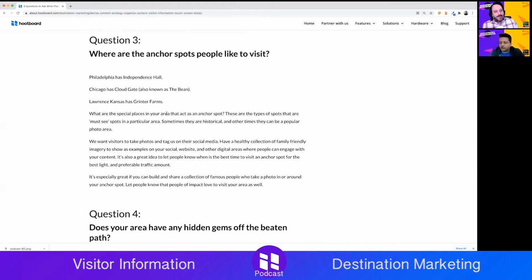Sorry, you've been trying to get a point in. No, all yours. No, you definitely hit the nail on the head too. By the way, question 3 is where are the anchor spots that people like to visit? And for those listening who aren't watching, an example of that would be Chicago has the Bean, Philadelphia has Independence Hall, and where I'm from in Lawrence, Kansas, they have this big sunflower farm called Winter Farms. And these are the places that if you were to come and people say, well, what do I got to go visit? Well, everyone likes to go to these places. And sometimes that's a good fit because you want to do the thing that people like to do, like get their photo there. I've seen so many Bean photos on my social media come across. It's almost like at some point you got to get a photo there in Chicago if you visit. However, if... go ahead. I'm sorry, you struck a chord.